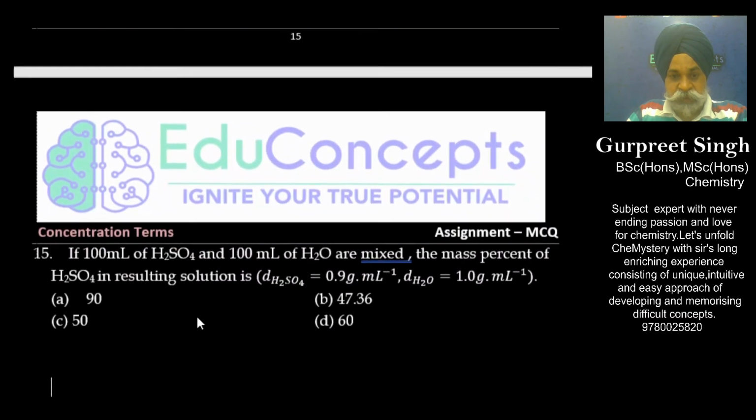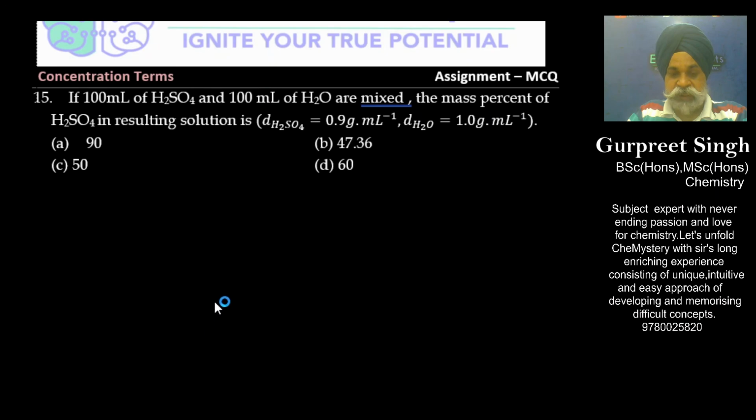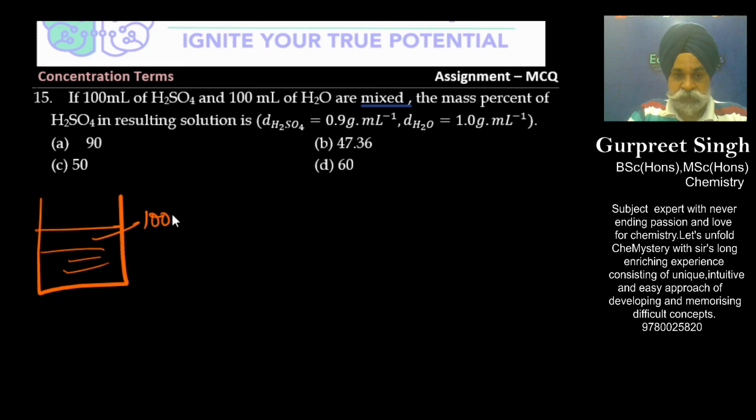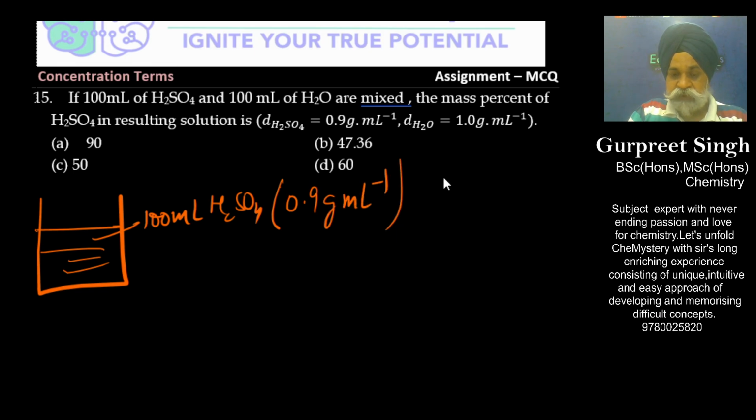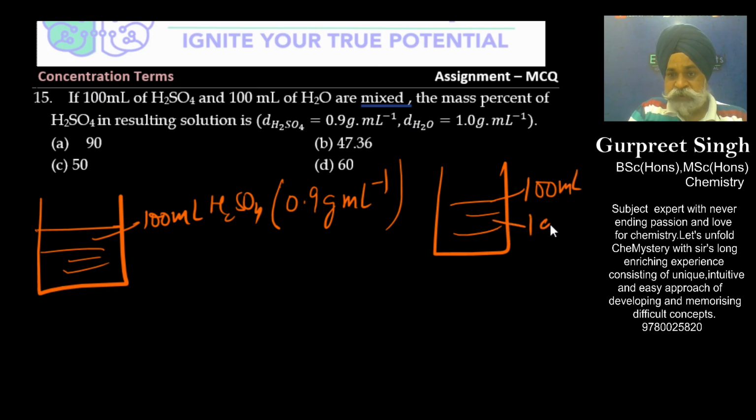Moving on to the last problem, I think so. This again is a very interesting question. So what is to be done in this particular question? You are being given 100 ml of sulfuric acid, and 100 ml of water are mixed, and the mass percentage of sulfuric acid is to be determined, and you are being given the density of this solution. So density of this sulfuric acid is 0.9 gram per ml, and that of water, which is again 100 ml, its density is 1 gram per ml.